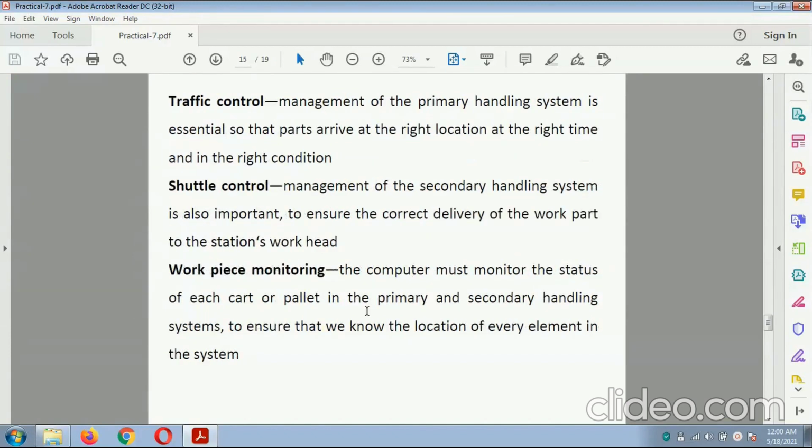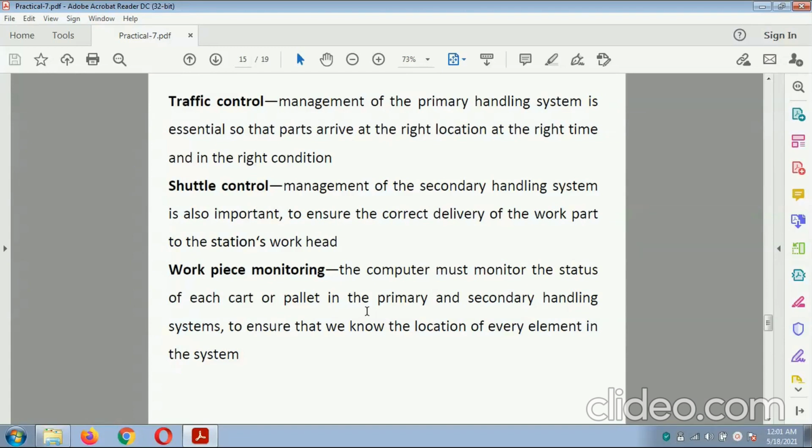Third, traffic control. The management of the primary handling system is essential so that the part arrives at the right location at the right time and in the right condition. Fourth, shuttle control. The management of the secondary handling system is also important to ensure correct delivery of the work part to the station workhead.